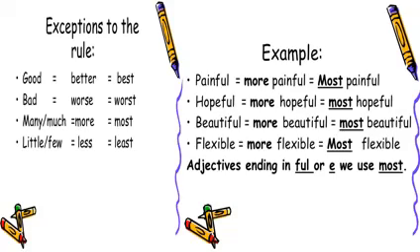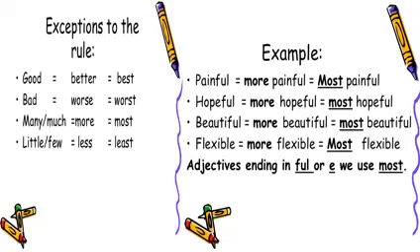be your superlative degree. For example, painful, it is ending with ful, so we will add most and it will be your superlative degree. Hopeful, it is ending with ful, and if we want to make it superlative, we have to use most and it will be your superlative degree.